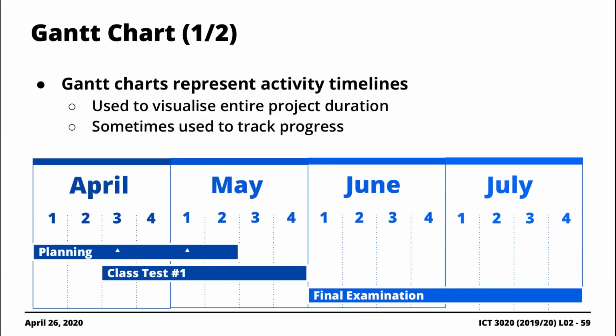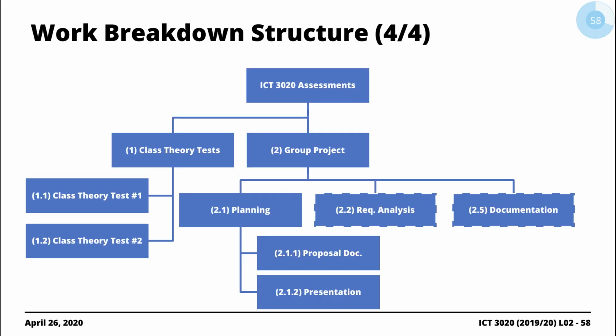Okay, next up is the so-called Gantt chart. But again, just quickly go back here. Your starting point during project planning, insofar as activities and tasks are concerned, is a work breakdown structure. You want to come up with a hierarchy of the different activities and tasks associated with the project.